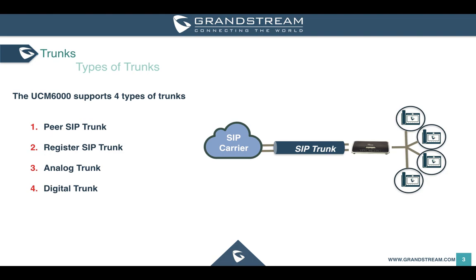The analog trunk is also supported on the UCM 6200, and this IP-PBX supports up to 8 FXO ports. The digital trunk is supported only by the UCM 6500, which includes digital ports to enable connection to PRI. The UCM 6500 supports as well peer SIP trunk, register SIP trunk, and analog trunk.